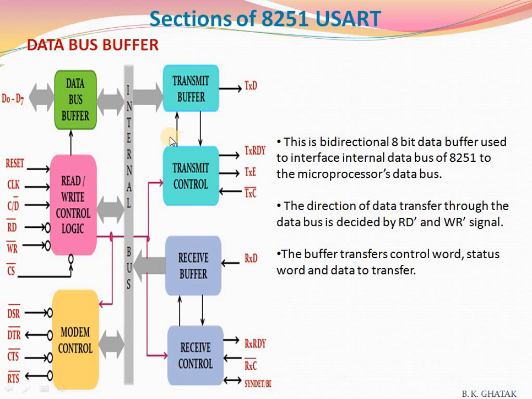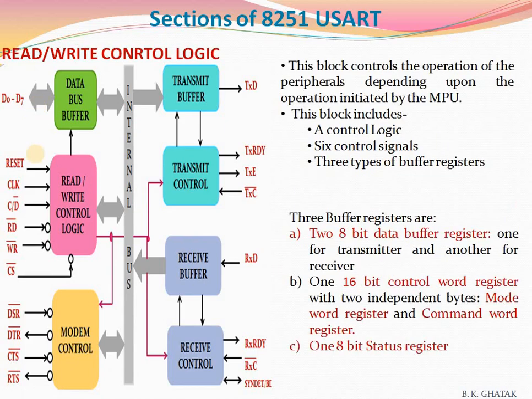The direction of the data transfer through the data bus is decided by the read write signal. Clear? Those read and write signals are active low signals. The buffer transfer control, status control, and the data to transfer is also decided by this data bus buffer. Now the next topic is read write control logic.